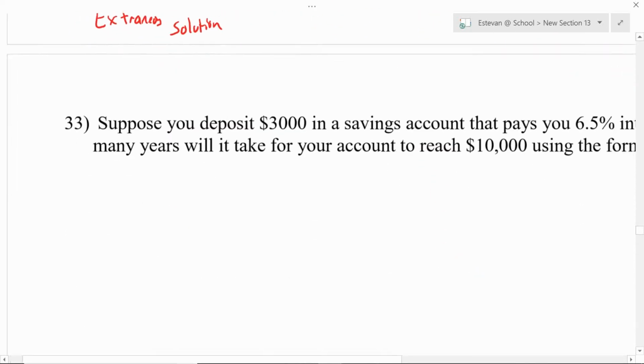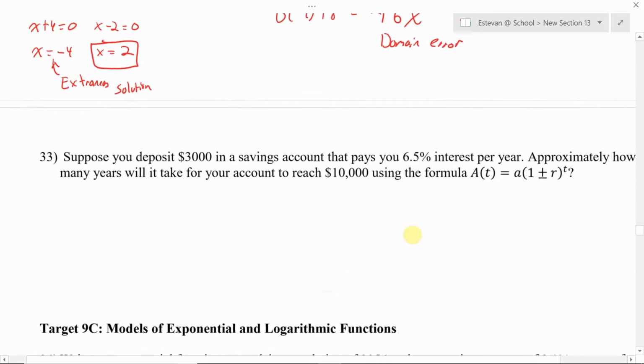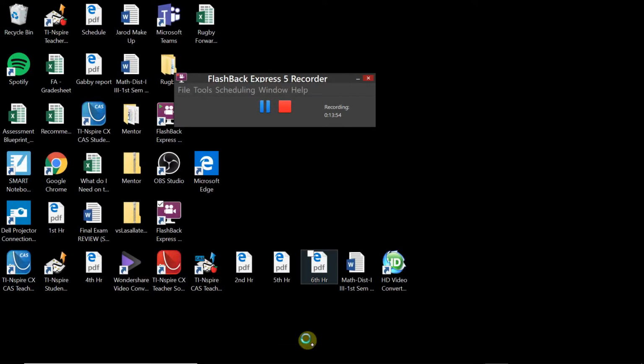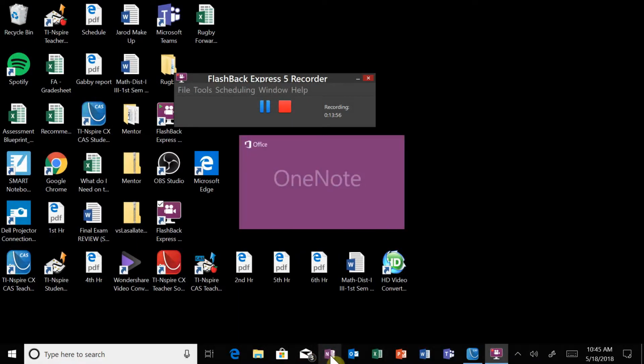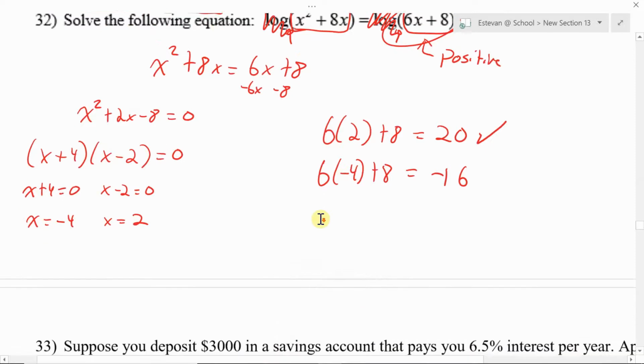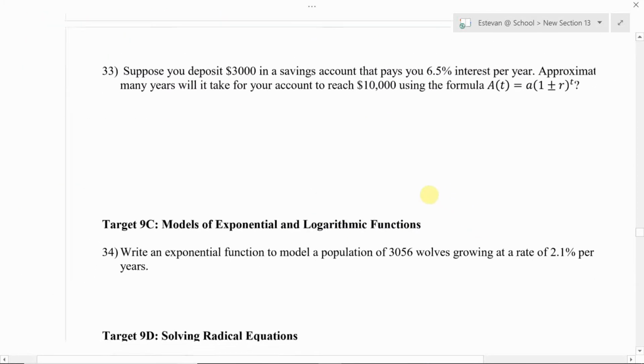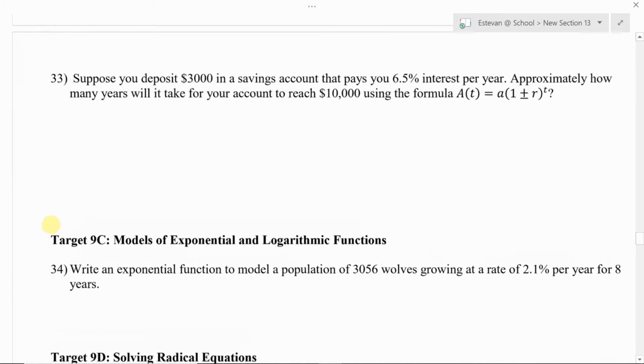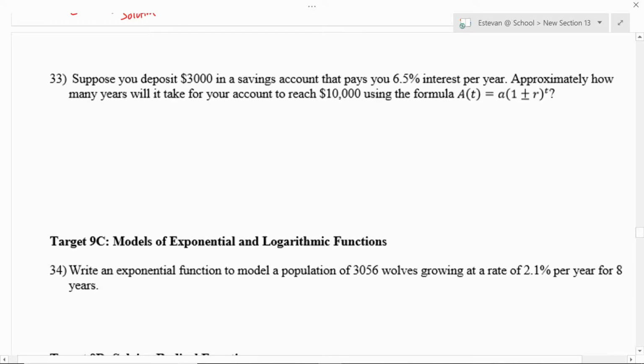All right, 33. Suppose you deposit $3,000 in a savings account that pays you 6.5% interest per year. Approximately how many years will it take for your account to reach $10,000 using the formula A of t is equal to A times the quantity of 1 plus or minus r raised to the t?